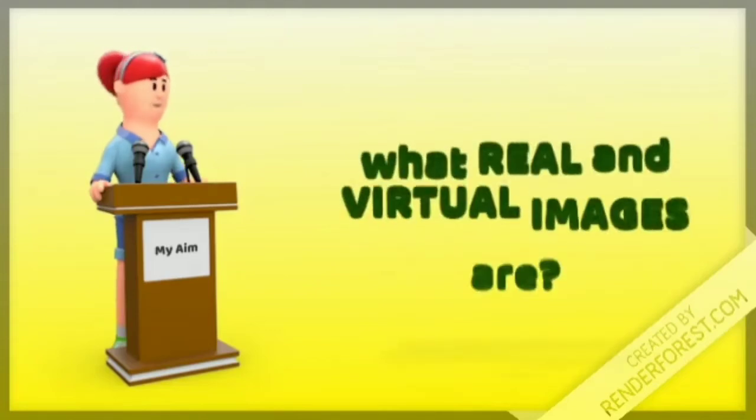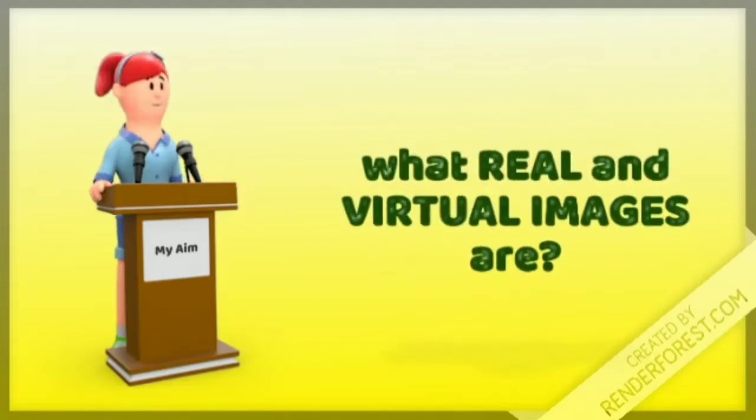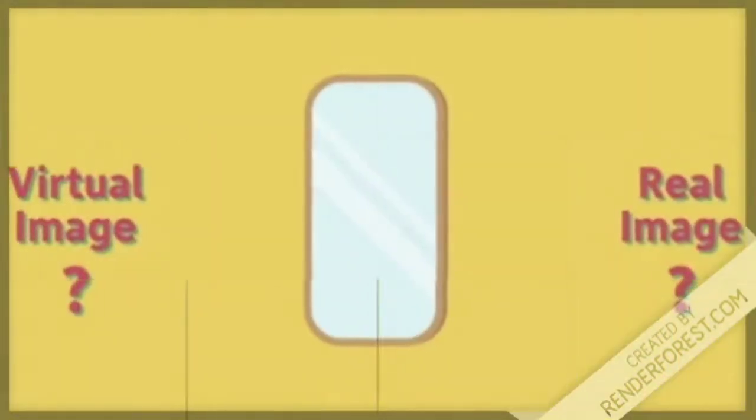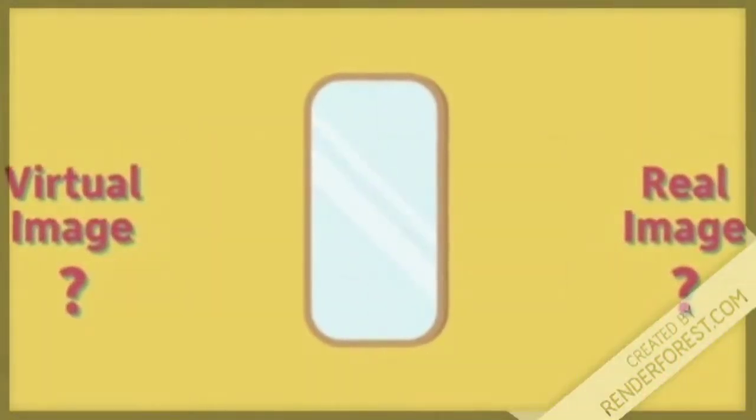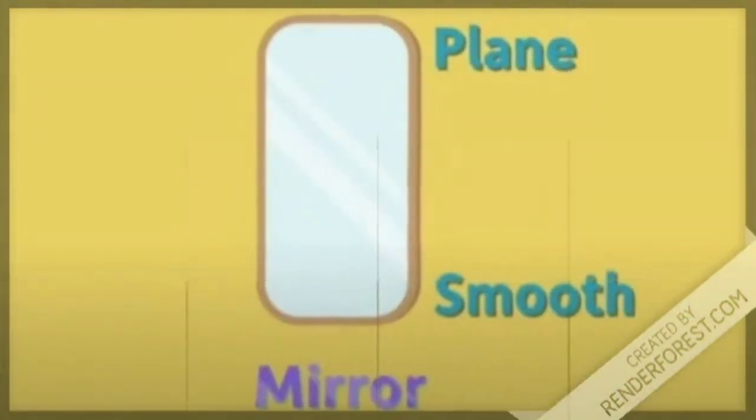In this video, my aim is to give you the basic understanding of the term virtual and real images. What you see on your screen is a mirror. It has this plane and smooth reflecting surface on one side. It is called a plane mirror because its reflecting surface is flat.